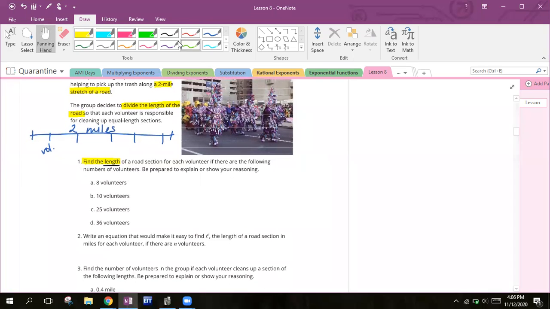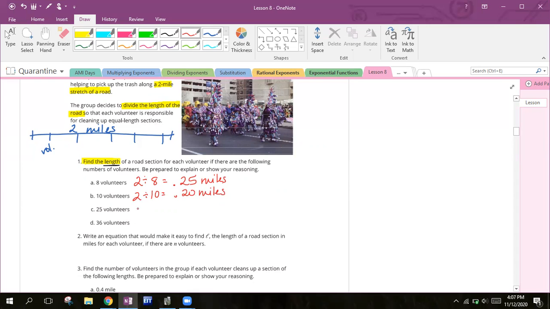Okay, so we have 8 volunteers. So we're going to take that 2 miles and divide it by 8. So 2 miles divided by 8 gives me 0.25 miles, which is 1/4 of the road. All right, next I'm going to do 2 divided by 10, and that's going to give me 0.2 miles.